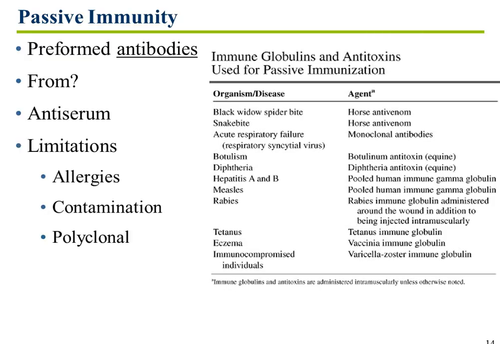I mentioned passive giving of antibodies. This is done, interestingly enough, for things like spider venom once you've been bitten, and for certain snake bites, cobra, rattlesnake. Antibody gives you very fast protection, but again, you have to get this antibody very quickly. These are preformed antibodies, usually from humans or from horses.